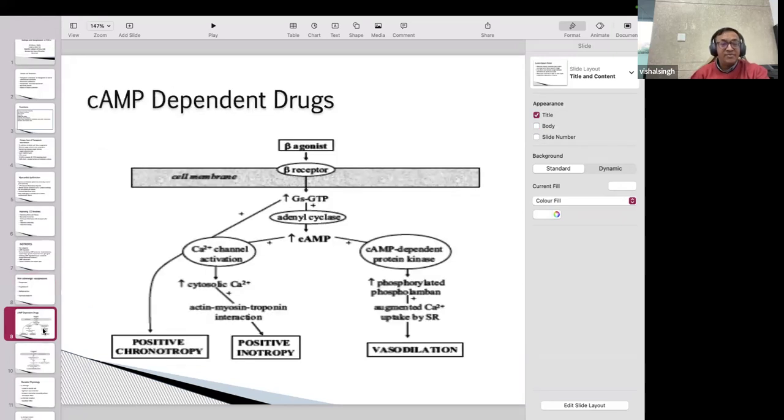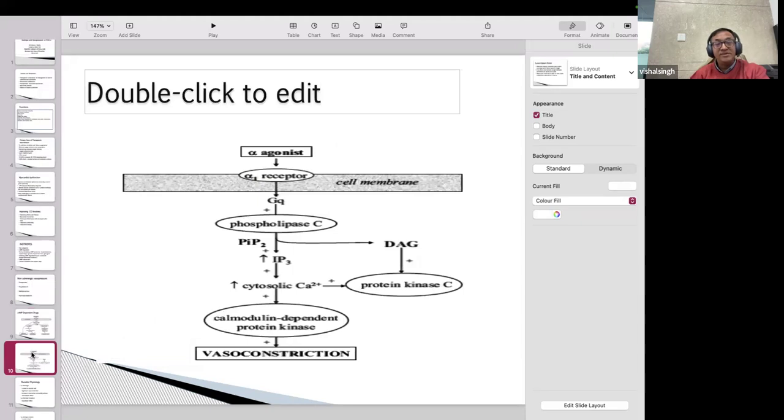This is just a diagrammatic representation of what we just discussed: how the cAMP-dependent drugs like catecholamines act on the beta receptor through positive chronotropy, and how they mobilize cytosolic calcium into the actin-myosin-troponin interaction with a positive inotropic effect, and vasodilatation through a cAMP-dependent protein kinase. Similarly, for the vasopressors through the alpha receptors, it's a vasoconstriction through the calcium-dependent protein kinase.